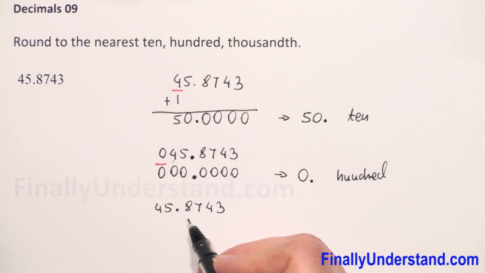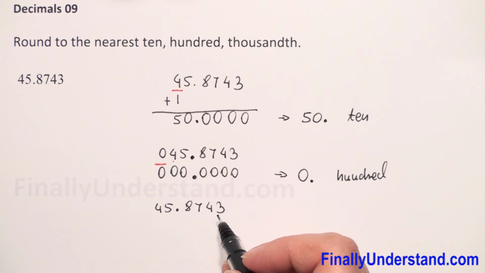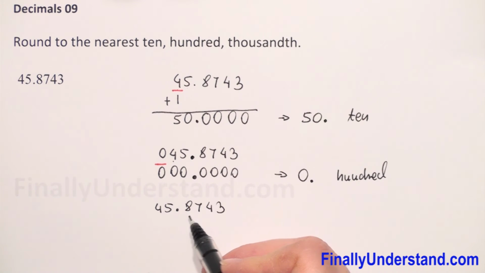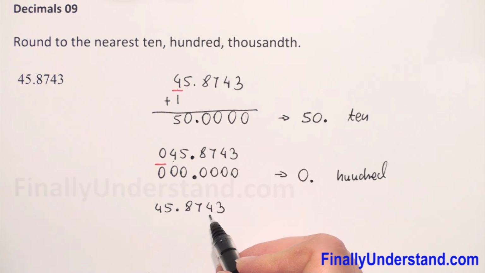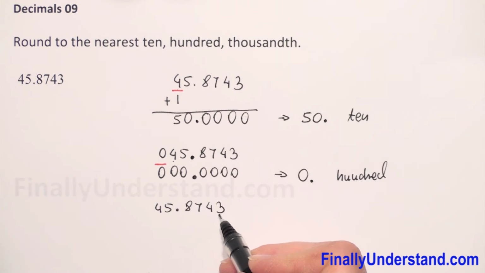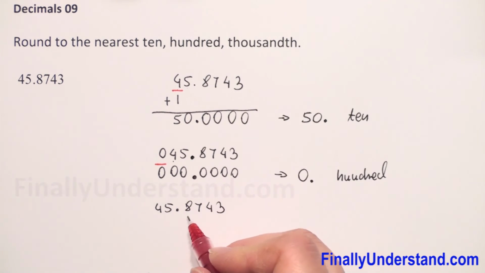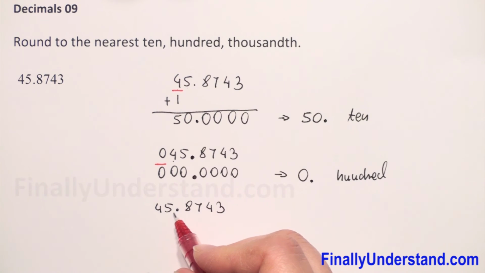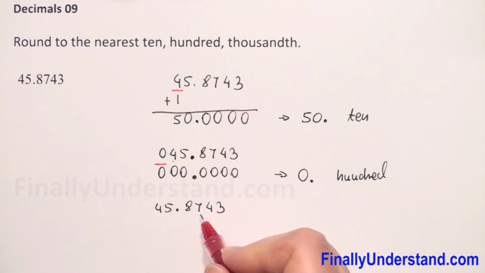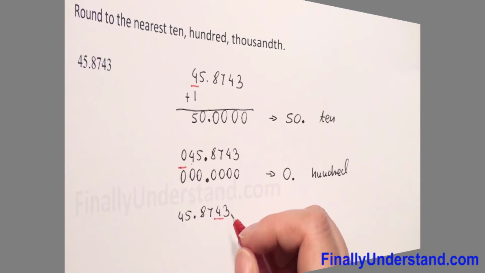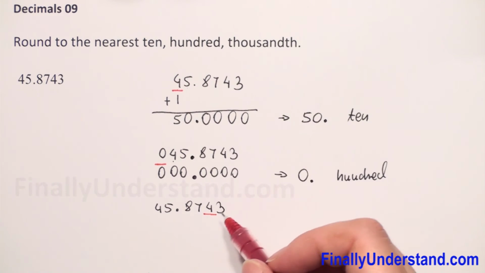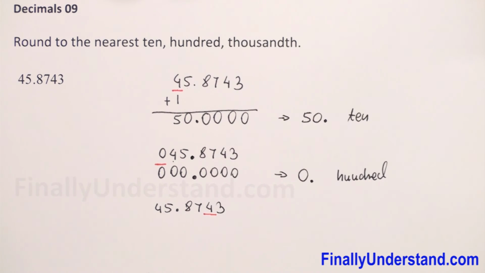When we move to the right, each position is 10 times smaller. We have tenths, hundredths, thousandths. Next will be ten-thousandths and so on. We need to round this number to the nearest thousandth. So one more time. The decimal point is always between ones, or we can say units, and tenths. So this is tenths, hundredths, thousandths. So we underline the thousandth. And next we have to check the digit which is after our underlined number, which is 3.